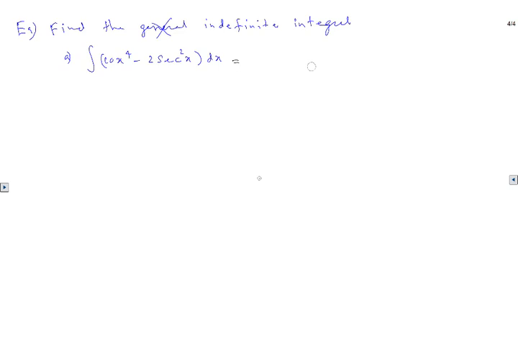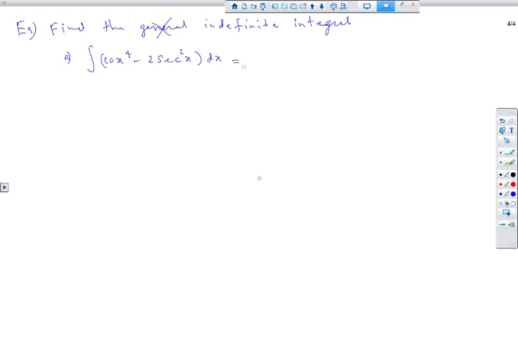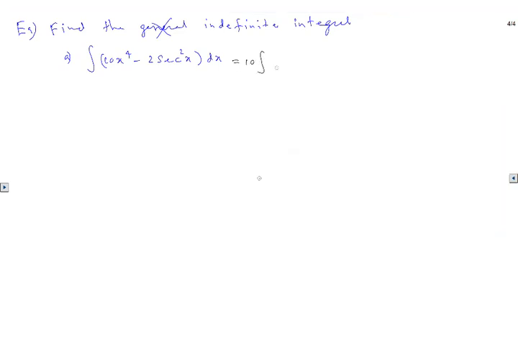For example, if you have 2, you can split it. You can take the constant out, and then you integrate x to the 4 dx, because using the sum rule, minus you take 2 out and integrate secant squared x dx. That's the first step. This step you can actually ignore.